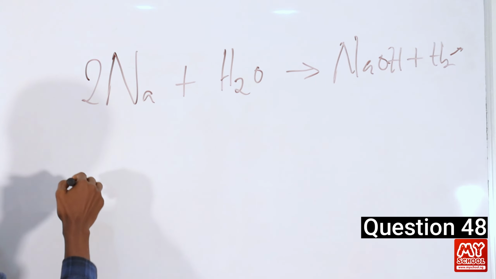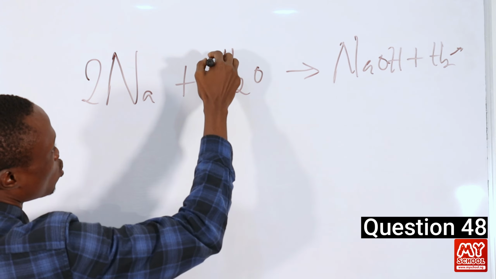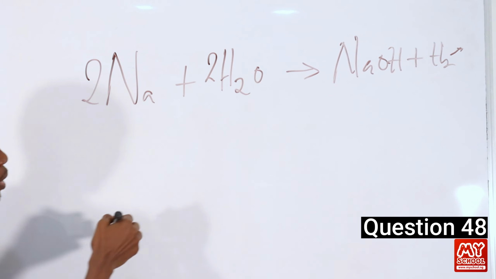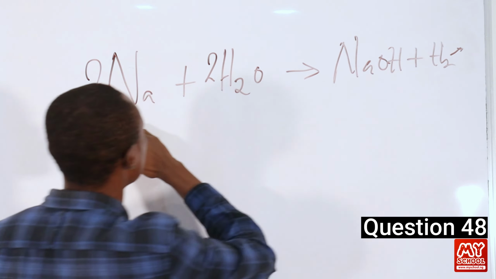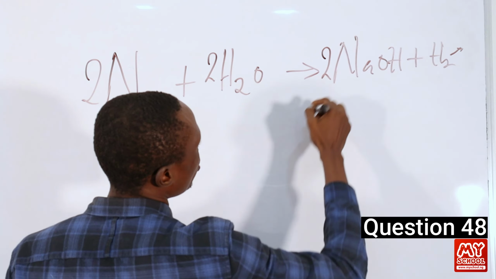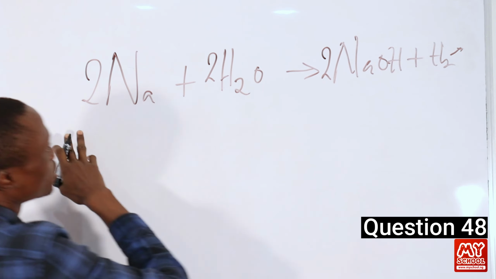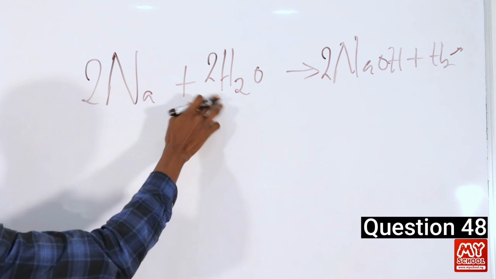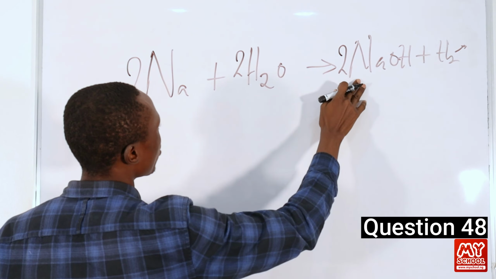So let's add 2 here and let's increase this to 2. So we have 2 molecules of water, then we have 2 sodium atoms. So this will give us 2 sodium atoms. Let's check what we have here. Here we have 4 hydrogen atoms. Here we have 2 atoms of sodium, and here we have 2 atoms of sodium.